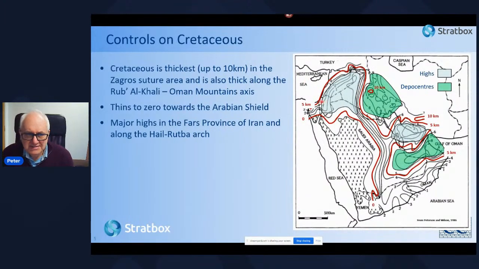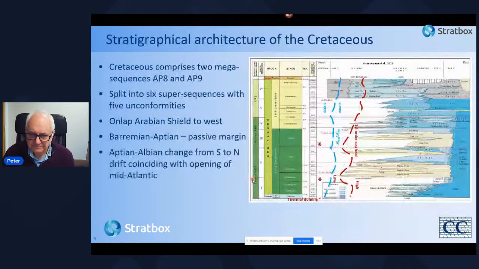The Cretaceous is thickest, up to 10 kilometers thick, along the Zagros suture and also along the Rub al Khali-Oman Mountains axis, and it thins to zero mainly by onlap and by progressive erosion under various unconformities in a southwest direction towards the Arabian Shield. And there are major structurally controlled basement highs in the Fars province of Iran and also on the Hail-Rutba Arch. So these are the main areas of sedimentation and the main controls on deposition throughout the Cretaceous.